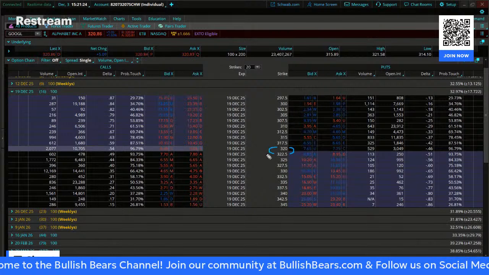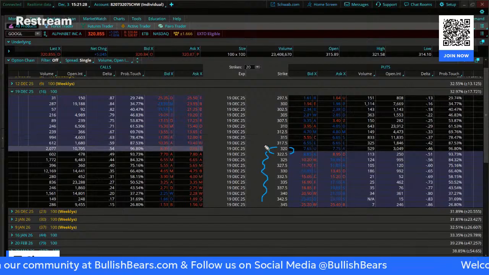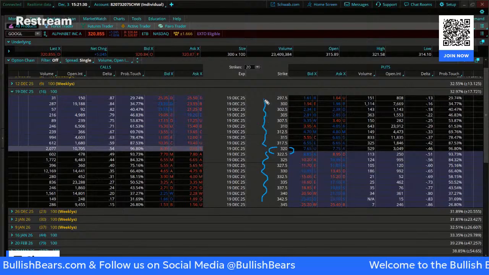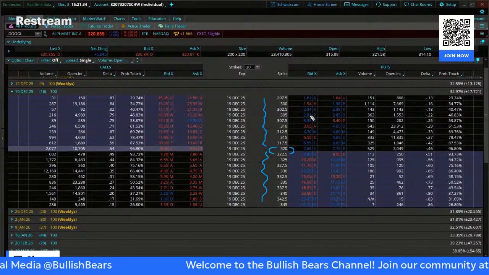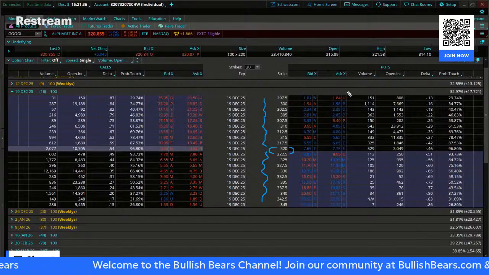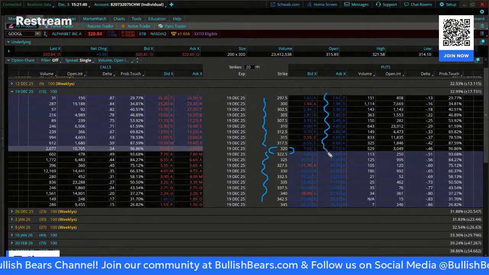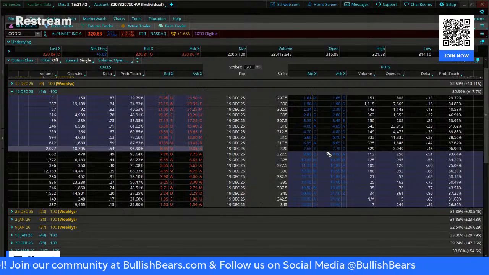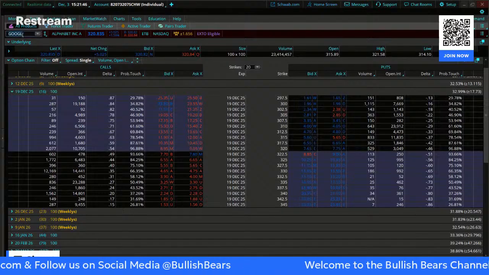Then, how many strikes do we have? Is there a lot of strikes in each direction? And if we do see a lot of strikes in each direction, are they actively traded, or are they just a bunch of bag holders with zeros on the bid or the ask?